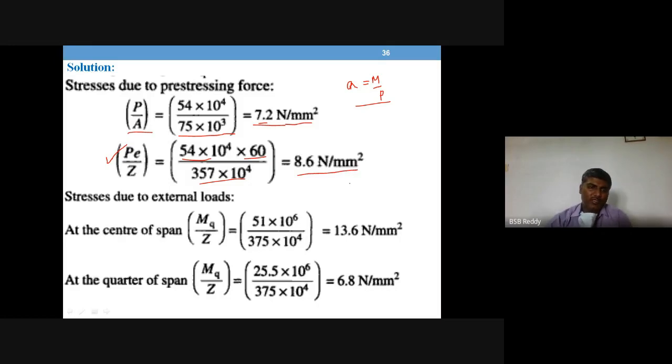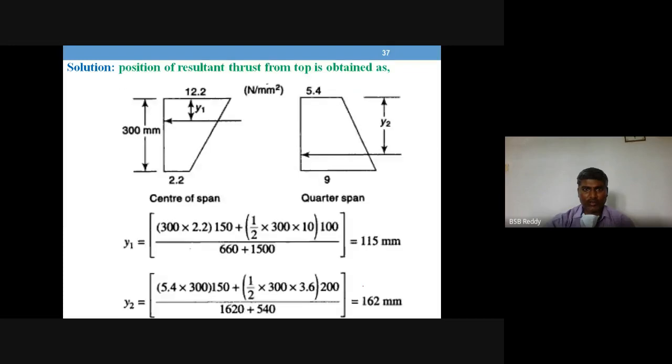Now the stresses from live load only, so we are not taking dead load. Bending moments are already there, so just calculate M by Z. The bending moment is 51 into 10 power 6, Z is 375 into 10 power 4, that is 13.6. At quarter span, you have just 25.5 into 10 power 6 Newton mm divided by the Z value, so that is again 6.8 Newton per mm square. These are the stresses. So now we plot the resultant stress diagram.